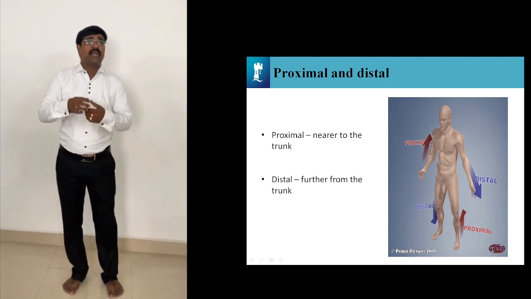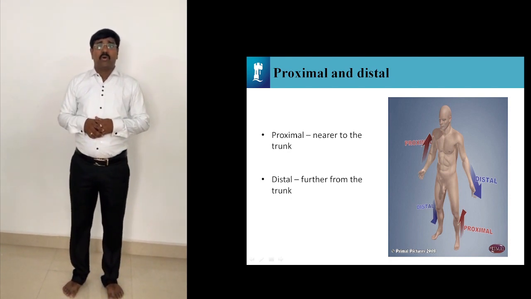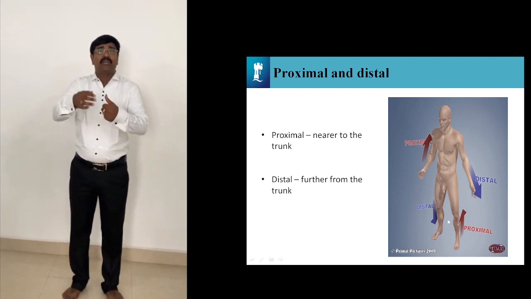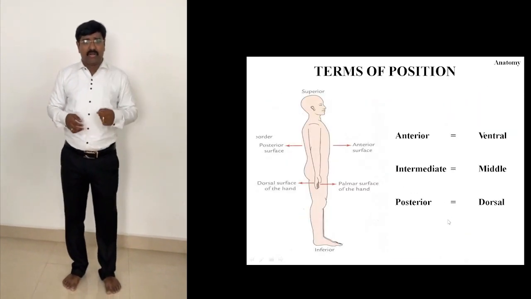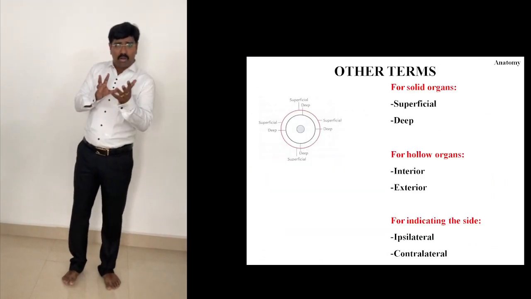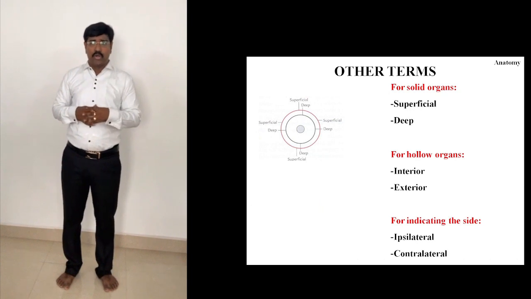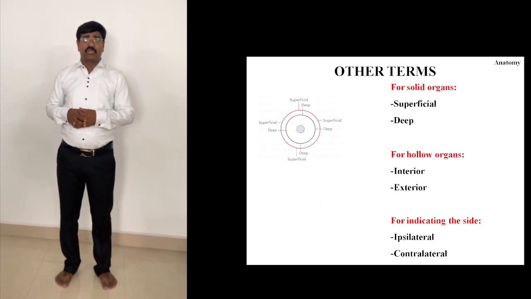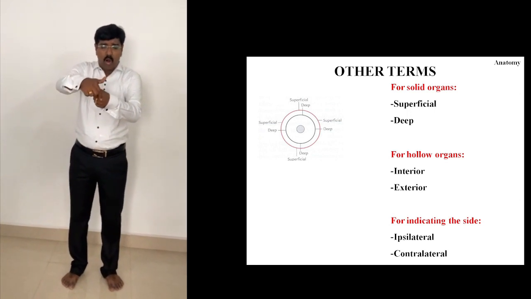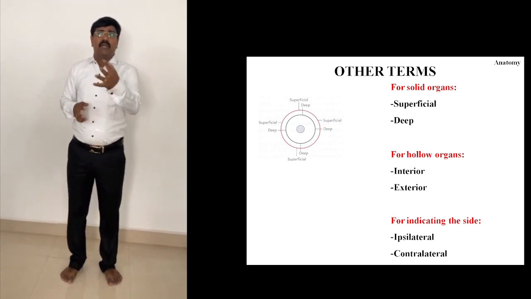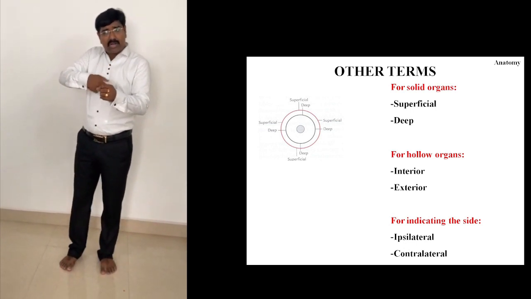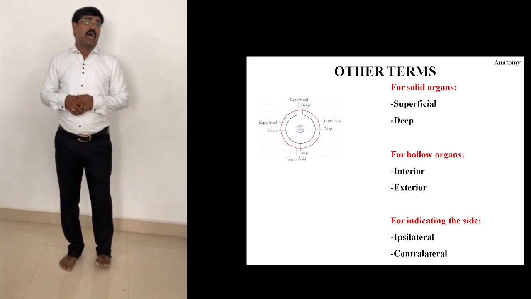Other terminologies are, for example, when you take some organs, like the heart. The heart has an external part, and inside we have chambers, you might study the right atrium, left atrium, right ventricle, left ventricle. So all these types of organs we classify as what? Solid organs. Some structures which cover the outside of the heart are superficial, and there are certain structures lying deep inside, so they are called deep.